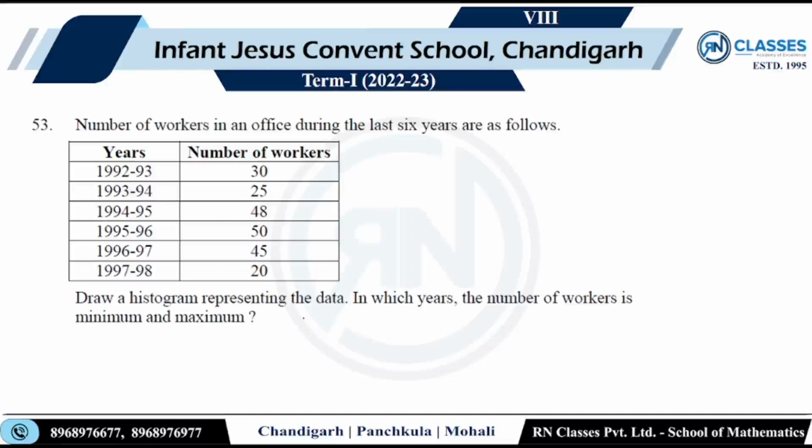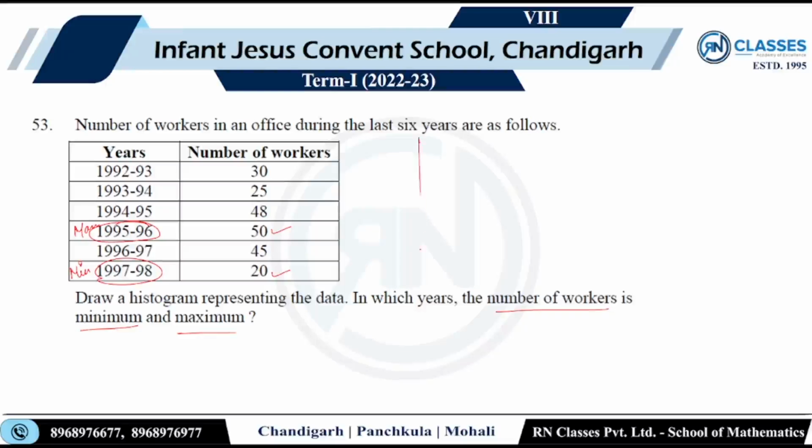Right? Question number 53. The number of workers in an office during the last 6 years is as follows. Draw the histogram representing the data. In which year is the number of workers minimum and maximum? Of course you have to find it from the graph, but you can find the answer from the data itself. In which year was the number of workers minimum? 20. In which year was it maximum? Here, maximum is here and minimum is here.